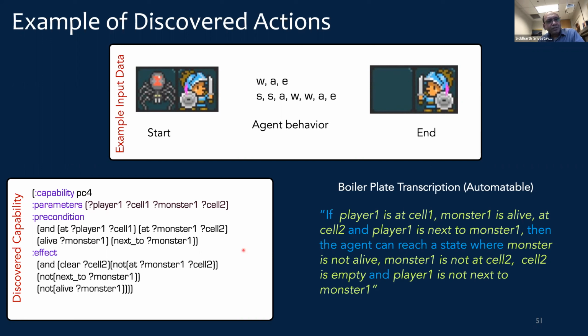And this is the kind of stuff that our algorithm ends up discovering. So here it is saying if these preconditions hold, then this is going to occur if the agent executes this capability. And you can easily transcribe this into plain old English. And if you spend some time on it, it's basically discovered the capability of killing the monster. And all of this was done automatically based on the queries that we raised.